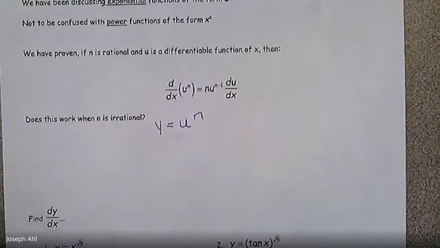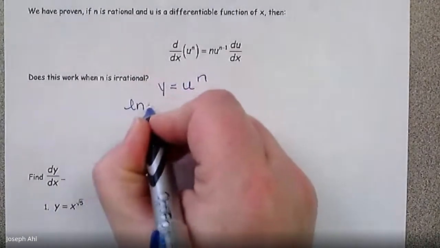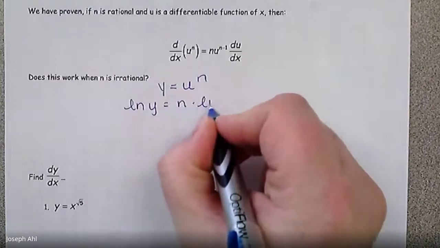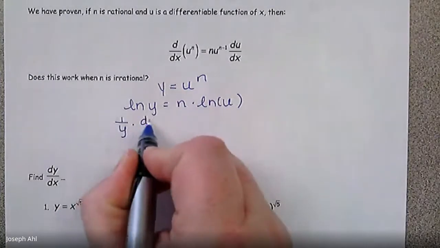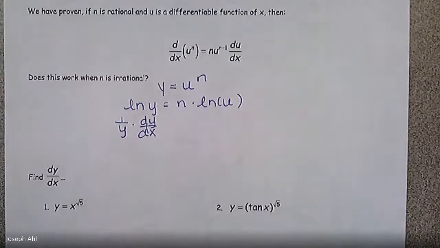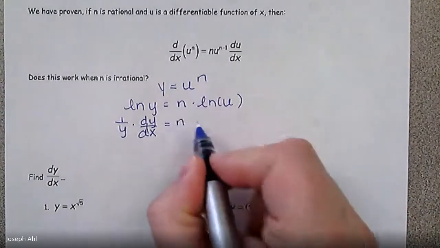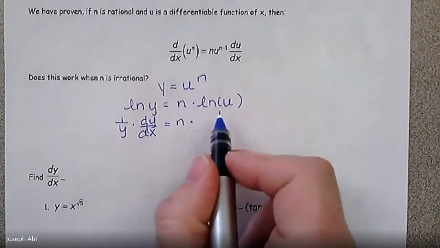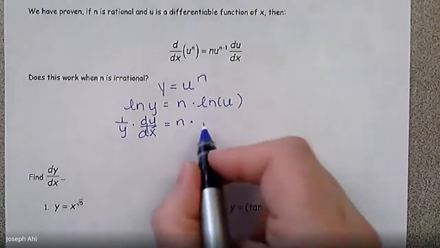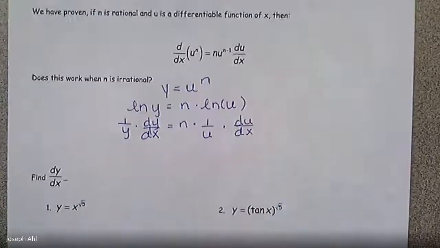And then to find the derivative, let's go ahead and use logarithmic differentiation. So we know that ln y would equal n times ln u. And if I take the derivative of both sides, we're going to get 1 over y dy dx. On this side, we're going to get n times, well, n is just a constant, right? So we're going to have 1 over u is the derivative of ln of u, but times du dx.